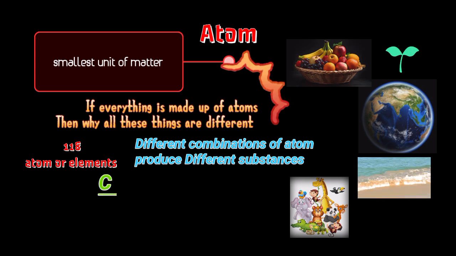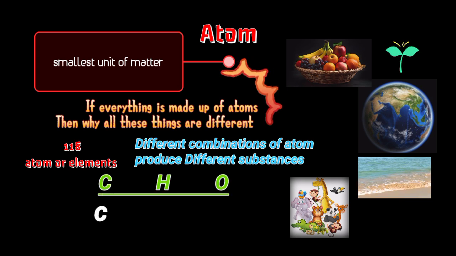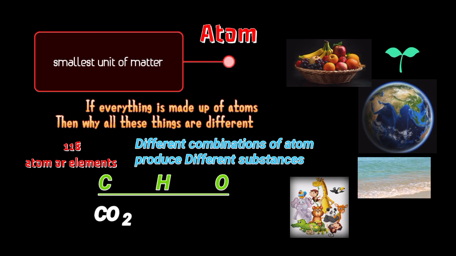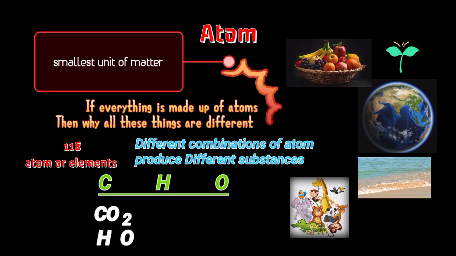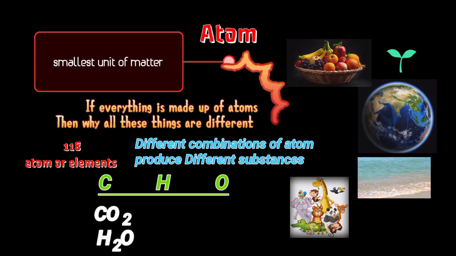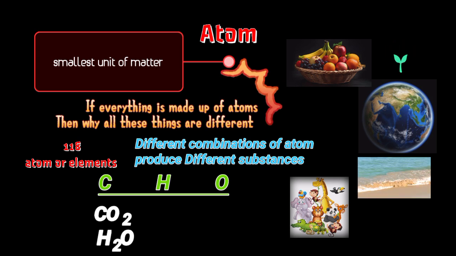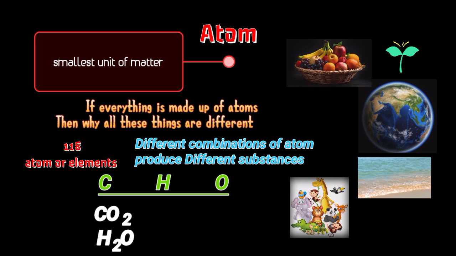For example, consider carbon, hydrogen and oxygen. When carbon combines with oxygen chemically, they form carbon dioxide gas. When hydrogen combines with oxygen chemically, they form H2O. Thus, different combinations of atoms produce different substances.